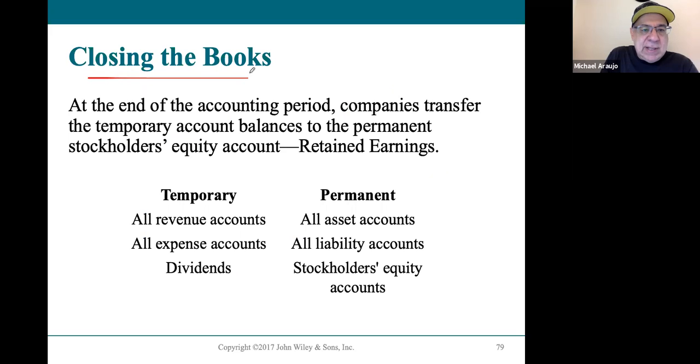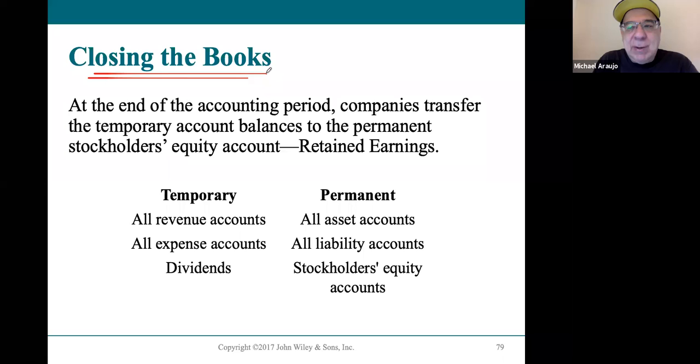So this is listed as Objective 4b, at least in your textbook. Closing the books only happens to the income statement accounts, which are revenue and expense accounts. And at the end of the year, we also close our dividend account. Now, to close an account basically means we're going to bring a balance to zero. That's what we mean by closing the books.